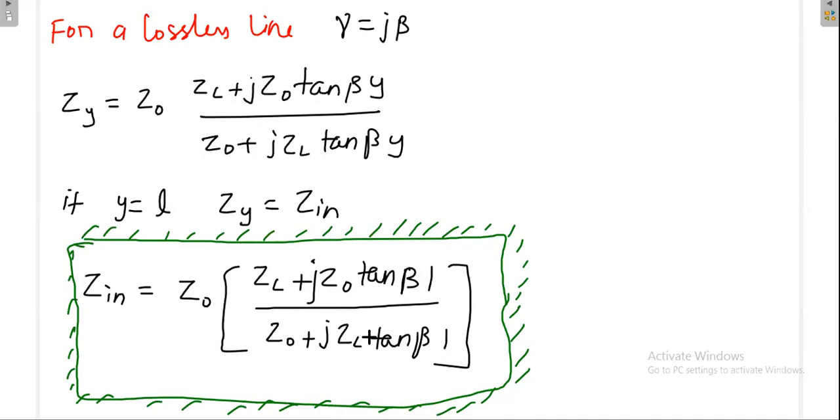Sometimes they represent this in terms of normalized impedance. What is normalized impedance? If you have some impedance on the transmission line and you divide it by Z naught, because Z naught is the characteristic impedance of the line, then that will give you the normalized impedance.